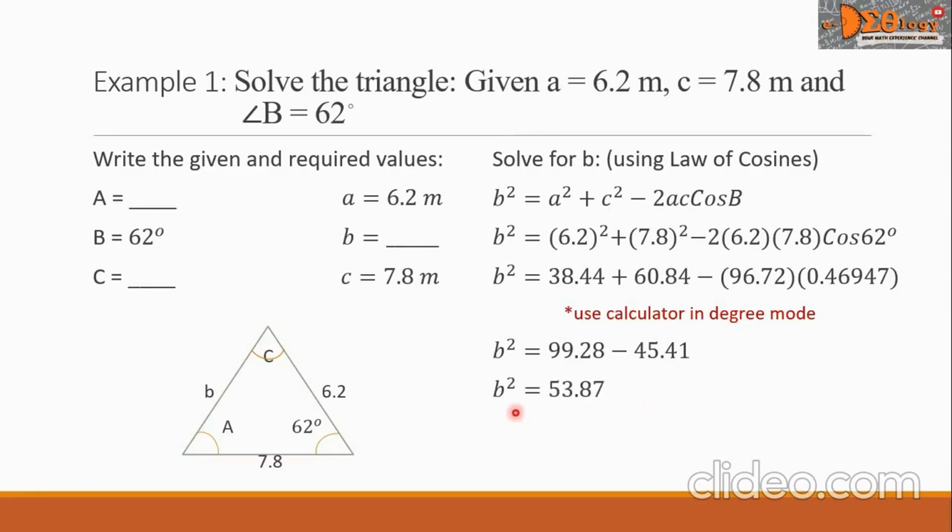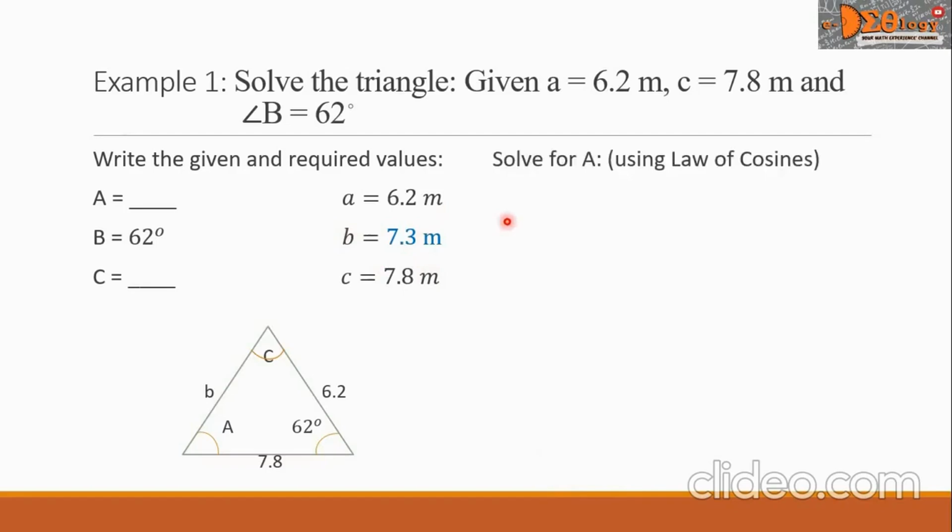So we have B square equals 53.87. To get the B, we will get the square root of both sides. If we do that, the power 2 on the B will be cancelled out. So we have B equals the square root of 53.87. And the value is 7.3. This is our B. And we use the same unit of measurement of meters. So let us copy this value opposite the side B.